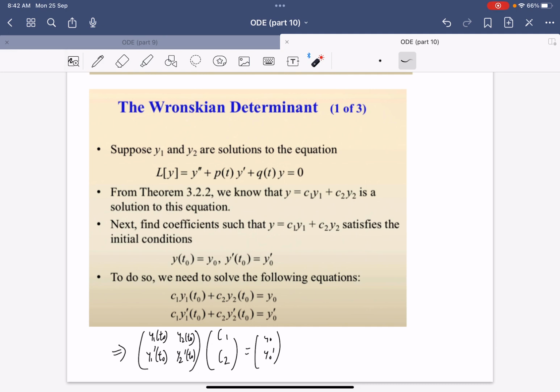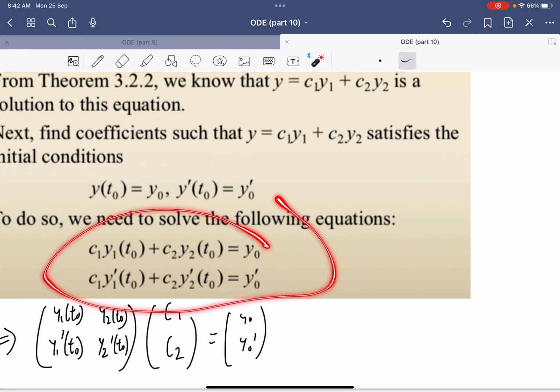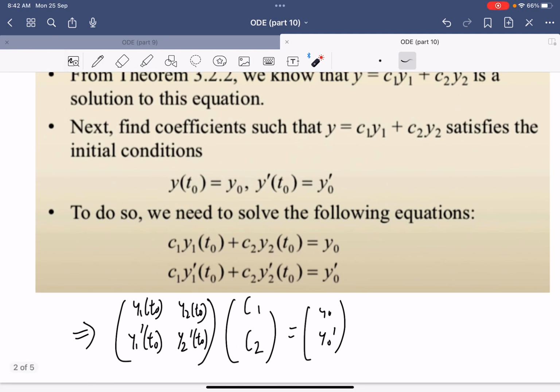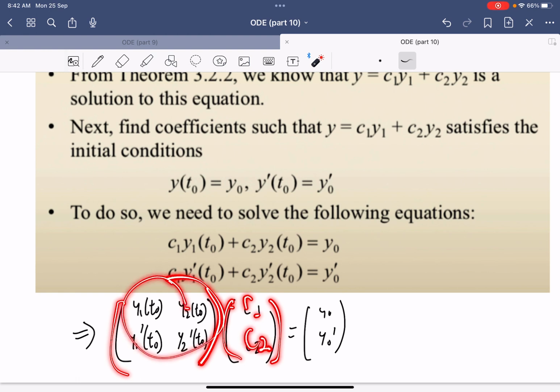How do we do so? We must solve the following equations. First, you just need to substitute in t0, and this must equal y0. The second one is you differentiate it, then substitute in t0, and this must equal y0 prime. What do we notice when we have two solutions? We can write it in a linear algebraic manner, with the use of matrices, as the following. c1, c2 are the coefficients that we need to find, and we have this coefficient matrix, and it equals y0 and y0 prime.